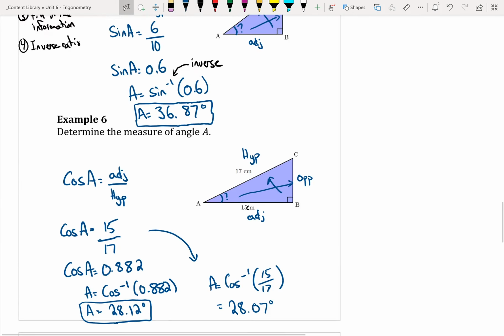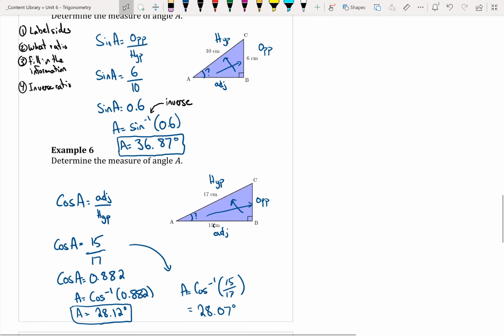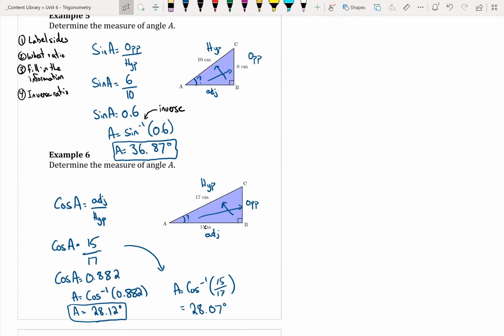But that's it for today, looking at the sine ratio and the cosine ratio and looking at solving for an angle and solving for a side length. Solving for an angle is always going to be the same steps as we can see here. You plug the information in, you do the division, and then you do the inverse ratio. That's always going to be the same for solving an angle. The only difference will be what ratio you use.